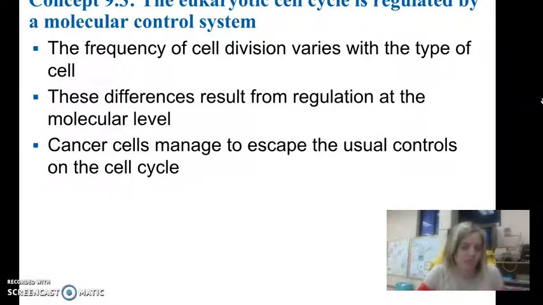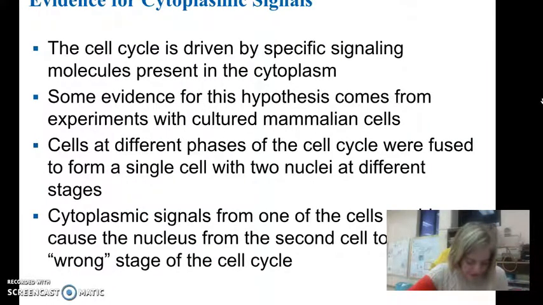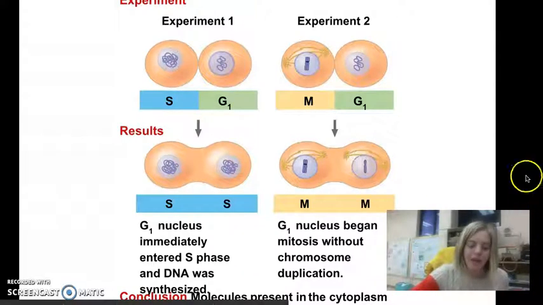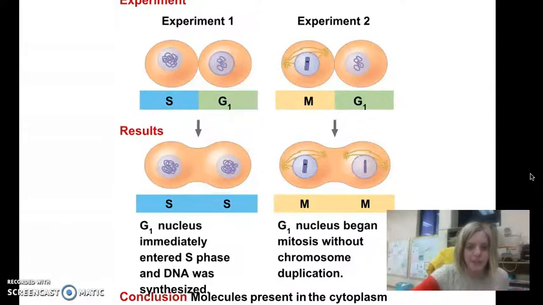And then the final part of this section will explain what happens when the cell cycle goes out of control, which is usually resulting in cancer. So essentially, we've discovered that the cell cycle is controlled by a lot of different specific cell signaling molecules present in the cytoplasm. And we did a lot of different experiments with mammalian cells to determine what exactly controlled the cell cycle. But in the end, we determined that there were molecules present in the cytoplasm, and those molecules helped control whether the cell was going to progress to the S phase and to the M phase.